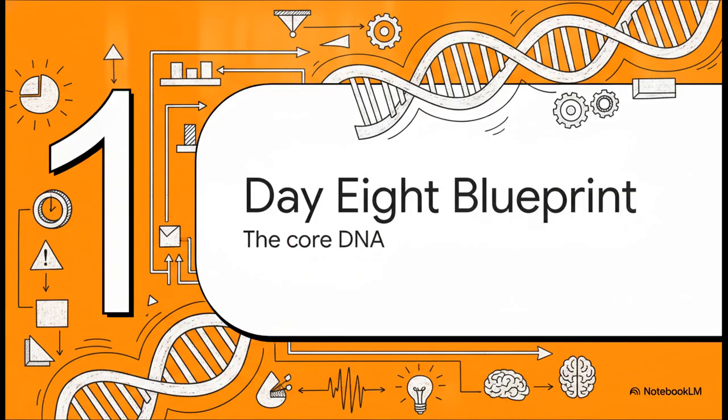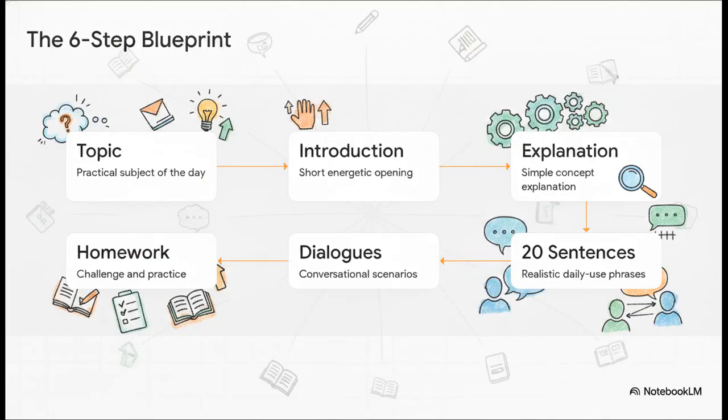All right, Section 1, the Day 8 blueprint. Let's get right into the core DNA of this lesson. The source material mandates an exact 6-step sequence to build a totally foolproof, structured language lesson. When a student hits Day 8 of a 15-day course, predictability is absolutely everything. It lowers the cognitive load. The framework demands a very specific flow, starting with the topic of the day, moving into an introduction, and then a concept explanation. From there, it requires exactly 20 sentences, followed by short dialogues, and ending with homework and a challenge. It's a really tight, no-nonsense framework that makes absolutely sure every single lesson hits the necessary pedagogical marks without wandering off track.